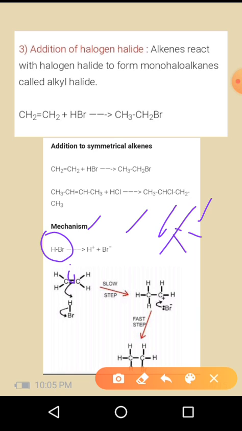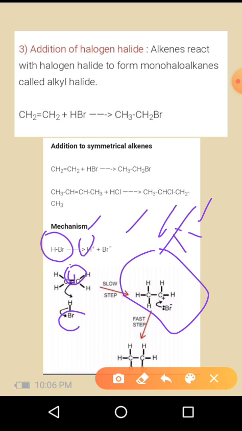So here HBr forms H plus and Br minus. Since Br is a more electronegative atom, it will draw all the electrons towards itself. In that case, the H will carry some partial positive charge, so this H becomes an electron-deficient center, and this becomes an electron-rich center. The electrons will move towards this H atom and produce an intermediate complex, CH3-C plus, with Br minus. So a carbocation center will be formed.